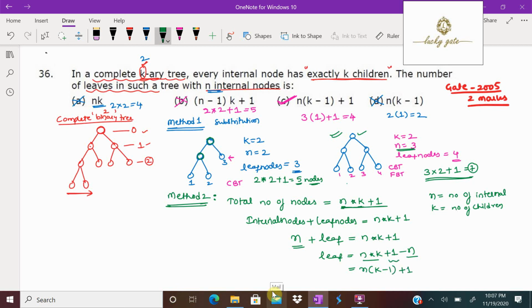Now what is the question? It is to find the number of leaves in such a tree with n internal nodes. So how many can you expect? The number of leaf nodes equals n into k minus 1 plus 1. Now this matches option C. So option C is the correct answer for the question.